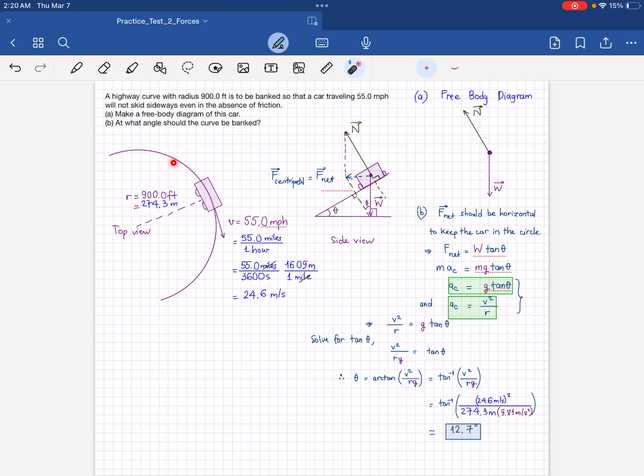This is the cars moving. This is the top view, and they ask us to make a free body diagram of this car. So again, what is a free body diagram?